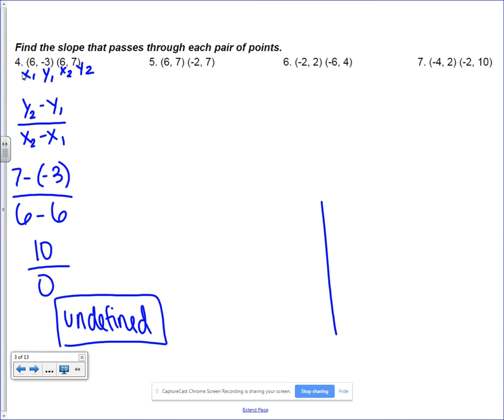Don't write this. If this is my graph, and I plot these points, please give me your eyes. Where would 6, negative 3 be? Where would I go for 6, negative 3? Over 6, down 3. Right about there, maybe? Where would I go for 6, comma 7? Which would be right about there, right? What kind of line is that? It's vertical. Isn't slope the steepness of a line? How steep is this? Too steep.